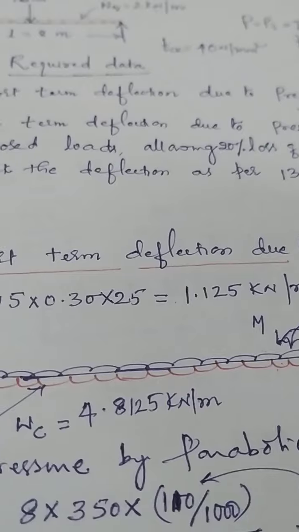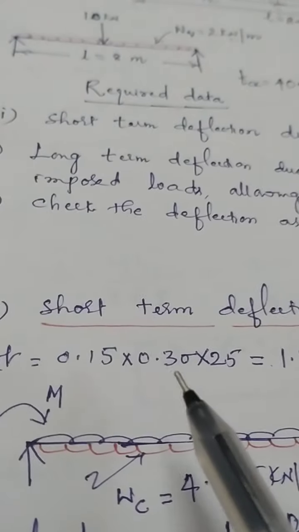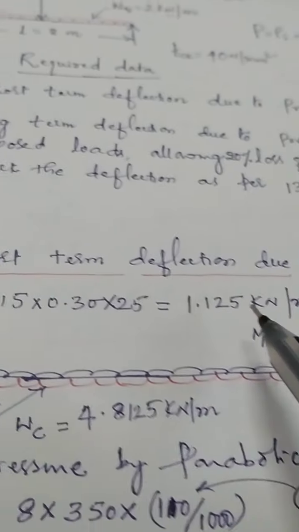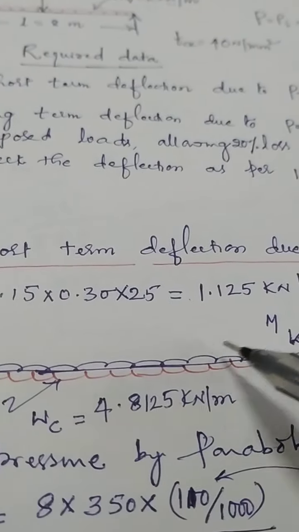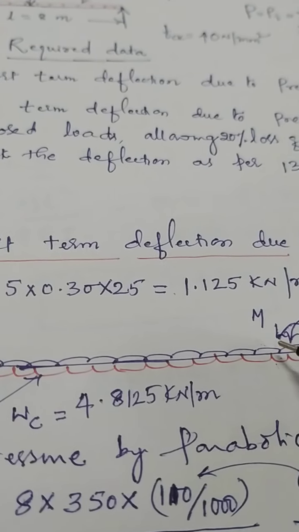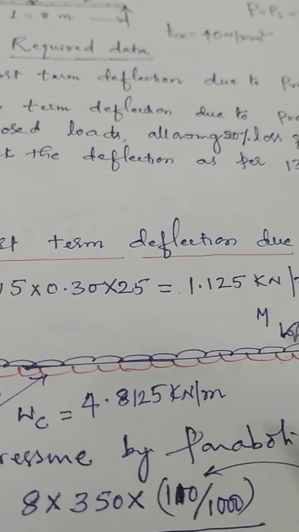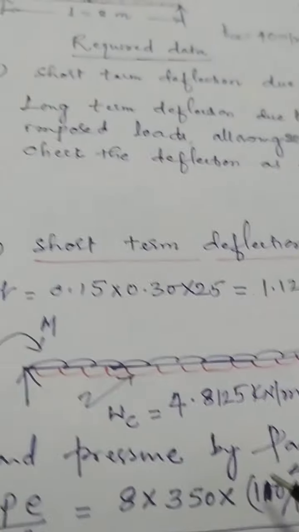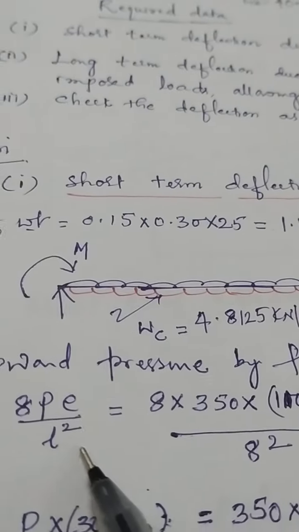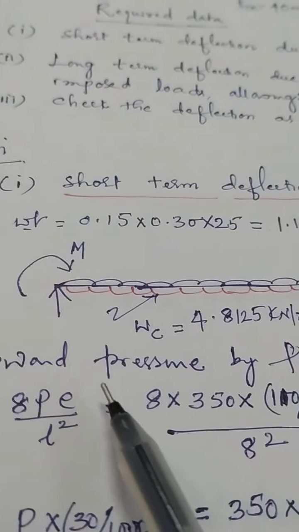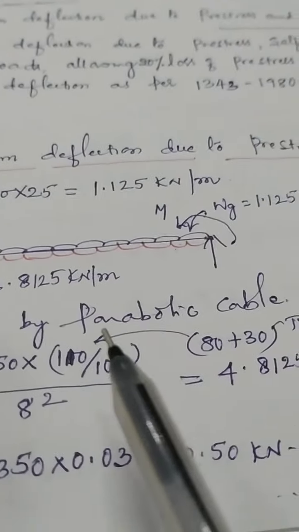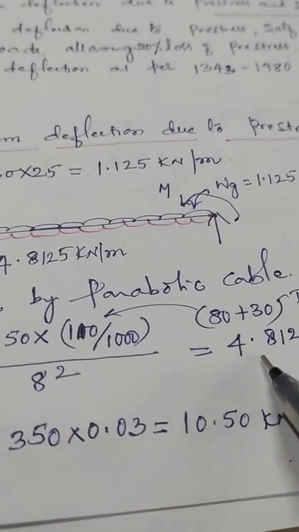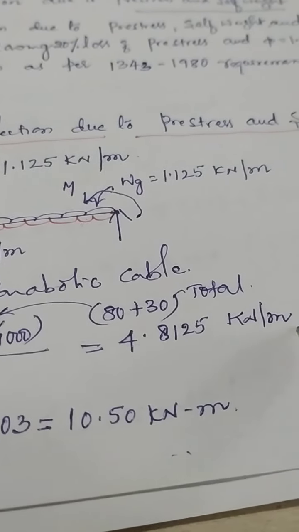And self-weight is calculated by multiplying B into D, and 1 meter length is there. It is not written. 25 is the density. 1.125 kilonewton per meter is the self-weight, that is UDL, that is acting downward. And due to cable profile, there is an upward UDL, WC. WC is calculated by using the formula 8PE by L square. This E means combination of E1 plus E2, that is 80 plus 30, that is 110. That upward UDL is 4.8125 kilonewton per meter.